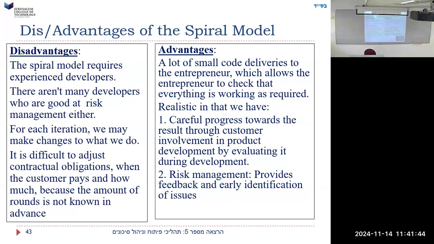Disadvantages: the spiral model requires experienced developers, and there aren't many developers who are good at risk management either. In other words, you need good developers who are good at developing and good at risk management. For each iteration, we may make changes to what we do. It is difficult to adjust contractual obligations, when the customer pays and how much, because the number of rounds is not known in advance. How are we going to tell how much it's going to cost? We don't know when we're going to stop, because if we're doing risk analysis all the time, then at any moment we may say it was too risky, let's stop.